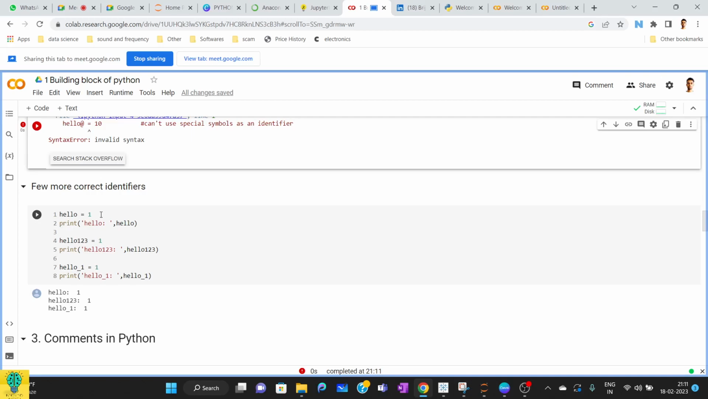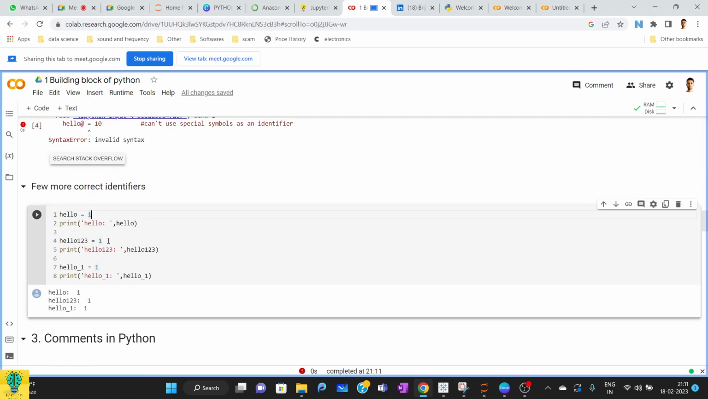Alphabets, small letter alphabets, and it is being assigned 1. So that is correct. Okay. Then we have hello, an alphabet and numeric combination. So everything is in small letters and we have numbers. Okay, that is good enough.